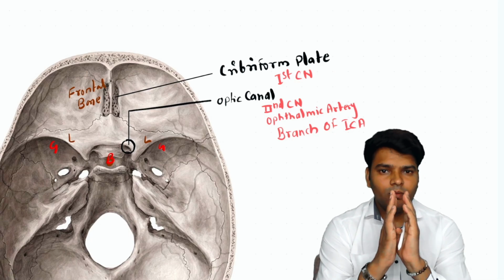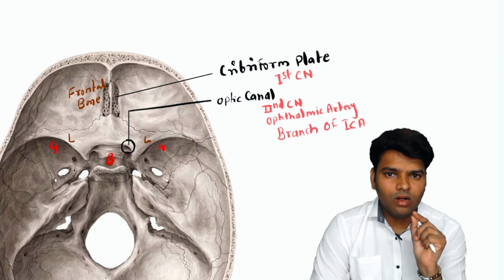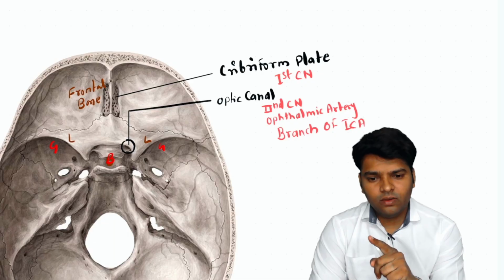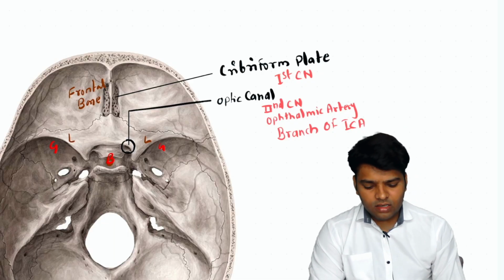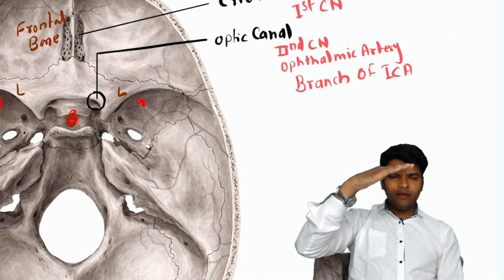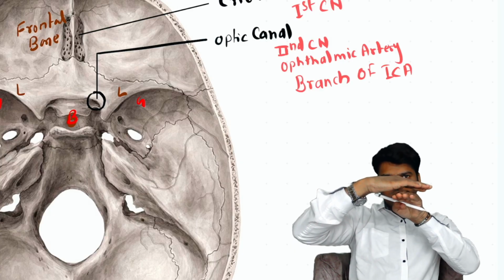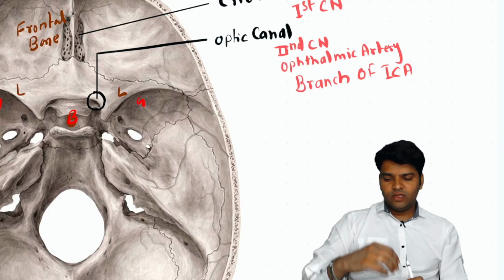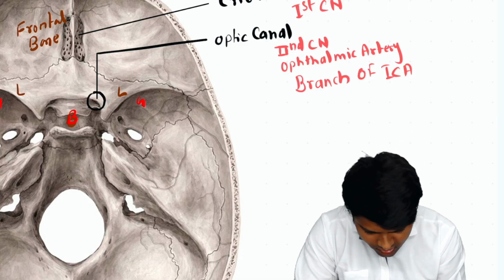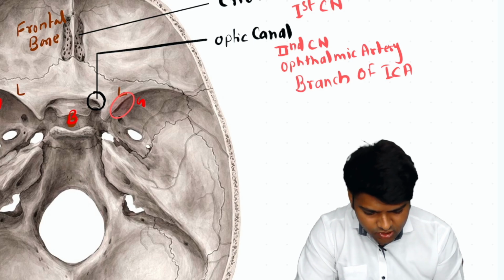Through the optic canal the passing structure is the second cranial nerve, which is called the optic nerve, along with the ophthalmic artery, which is a branch of the internal carotid artery. And after this, the third opening, which I have told you also, in between the lesser wing of sphenoid and greater wing of sphenoid, there is a fissure present, which is called the superior orbital fissure. So I will make it here, this is the superior orbital fissure.